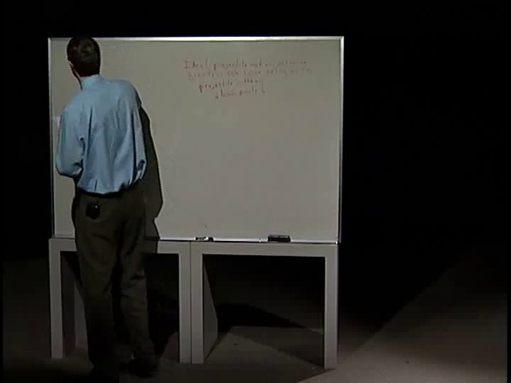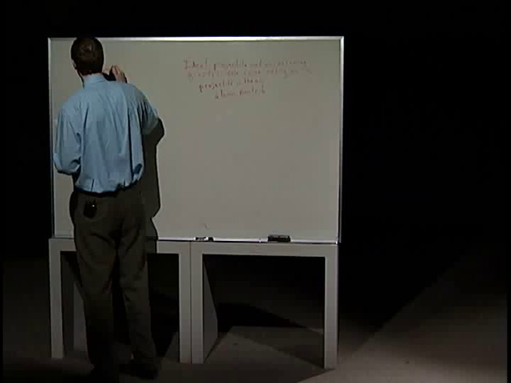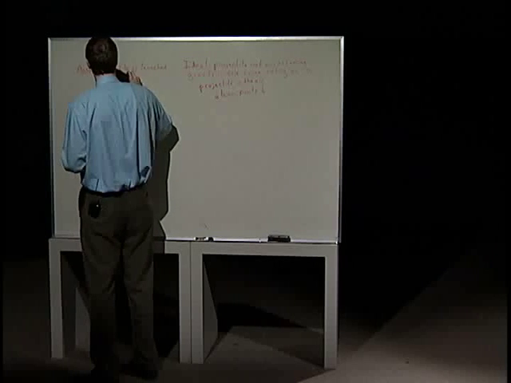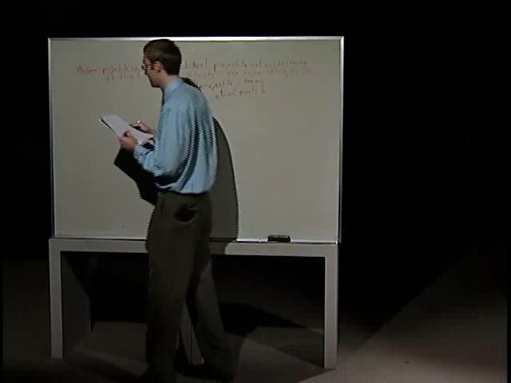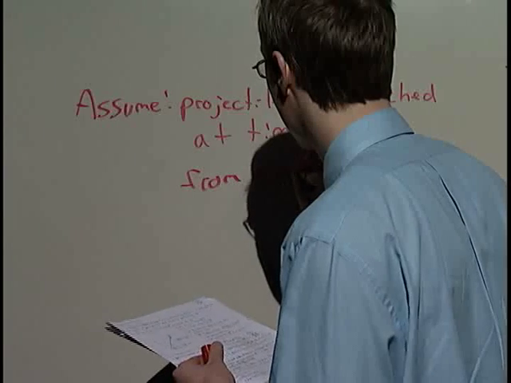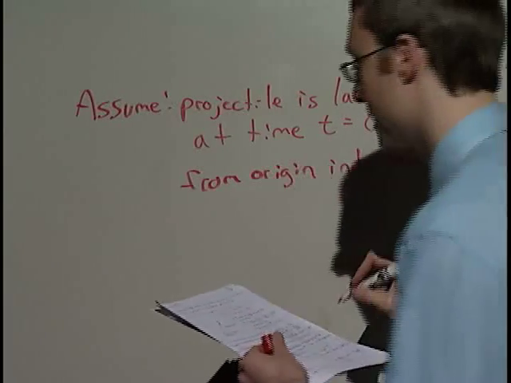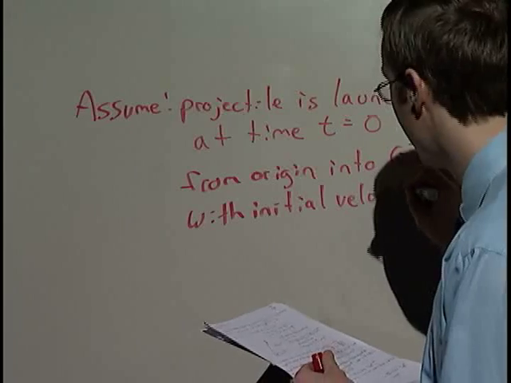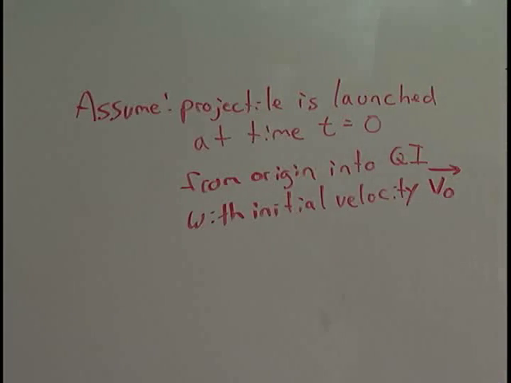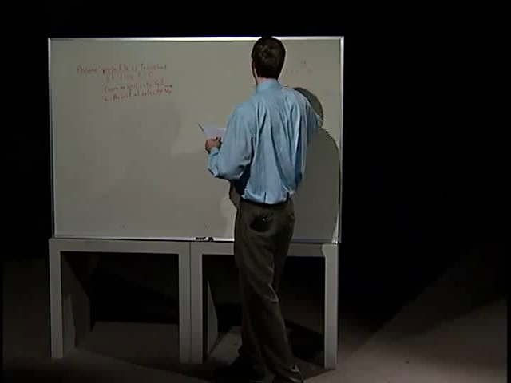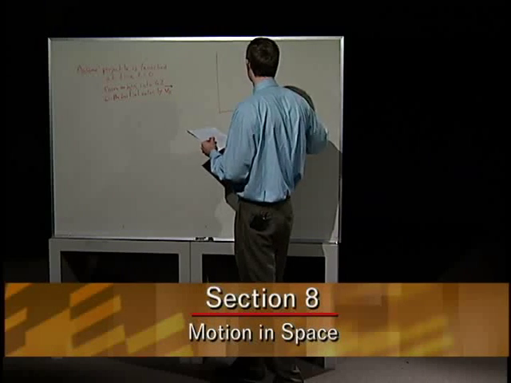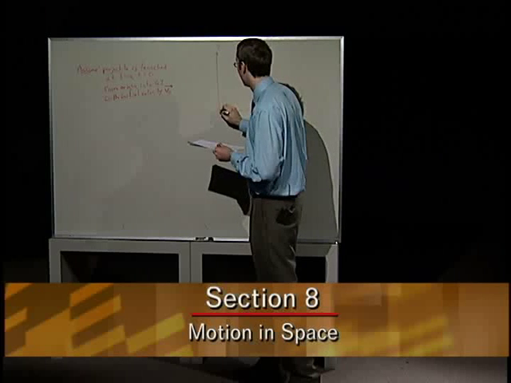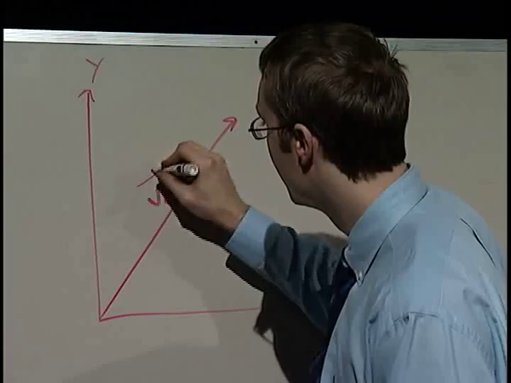Okay, so assumptions. We're assuming the following things: that the projectile is launched at time t equals 0. We're assuming that it's launched from the origin into quad 1 of the plane, and that it's launched with initial velocity v0. So let me draw a picture of what I'm talking about here. So here's quad 1 of the xy plane, y, x. And so we're assuming that the projectile is launched with some initial velocity vector v0.